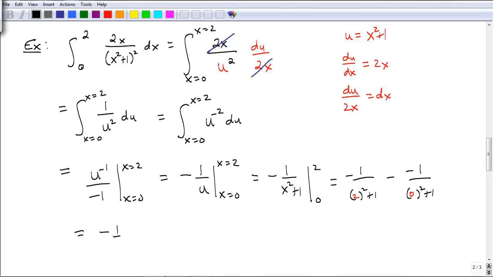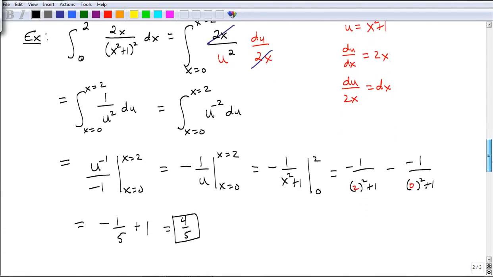I get negative 1 over 5 plus 1, which is 4/5. This is 5 on the bottom, so negative 1/5. Those two negatives make a positive 1. There's another way I could have approached it.